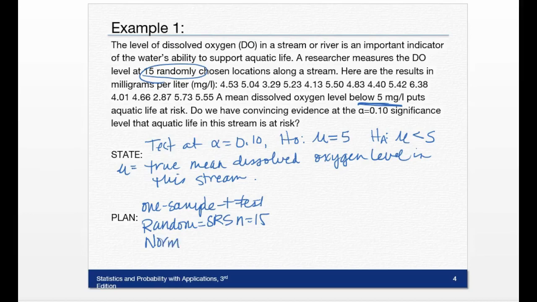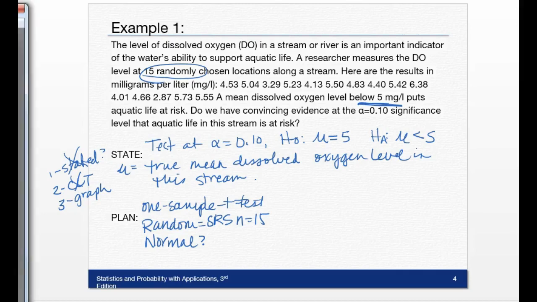Now to know if this is normal, how are we going to know? Remember there's three options. The first option is it's stated in the problem. So look at our problem. Did it tell us that our population is normal? No, it does not. So it's not going to work in option 1. Number 2, central limit theorem. Is our sample 30 or greater? No, it's only 15. So we have to go with option 3 where we graph it using a box plot or something like that. If you want to make a dot plot, you can do that. So the way we're going to prove normality is looking at the box plot.